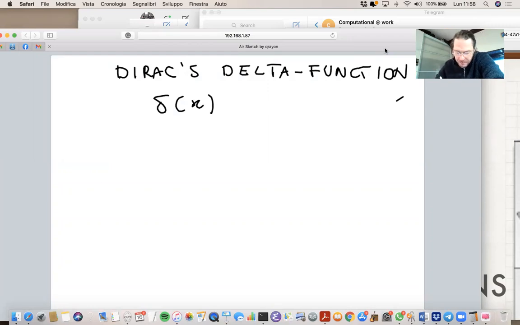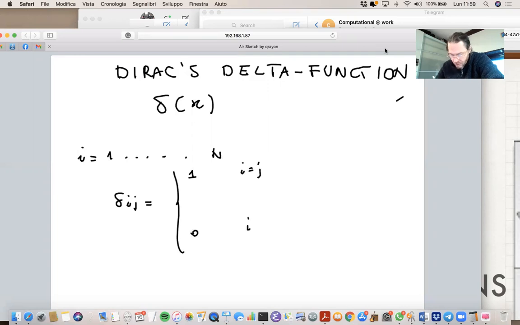It's very simple if you have a discrete set of discrete labels. So you have states labeled by an index 1 to n. It's very simple to define the following object. It's a two-index object, so it looks like a matrix. And this object is 1 when i is equal to j, and 0 when i is not equal to j. We've seen that already in the course. And this is the Kronecker delta.